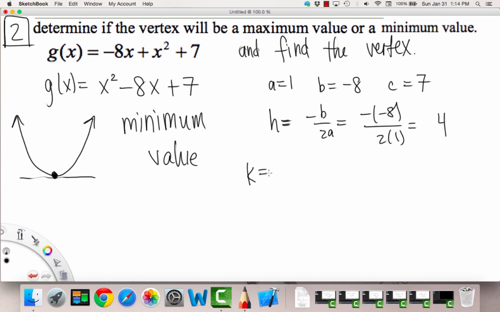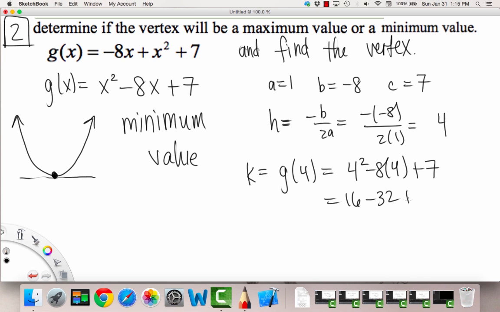Okay, and then k is just simply going to equal whatever the value of our function is when we plug in the h. So when we plug in the 4 in this case, 4 squared minus 8 times 4, and then plus 7. So this is equal to 16 minus 32 plus 7. So negative 16 plus 7 is going to equal negative 9. All right, so our vertex is going to be given by (4, negative 9), and that is a minimum value of our graph.